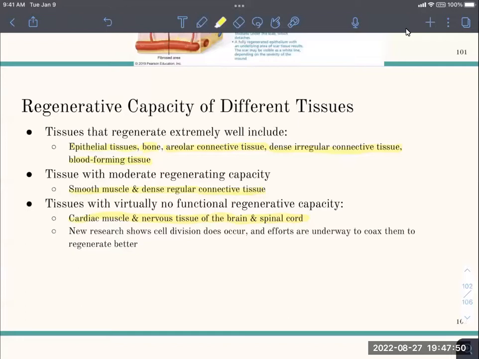But they're working on research right now that shows that actually cell division can occur in cardiac muscle and nervous tissue, which is good. It'd be good, if we have a heart attack and it kills those cardiac cells, to be able to regenerate them. Right now they cannot, but they're trying to figure out how to get cells like that to actually regenerate. That's research that is being conducted as we speak.